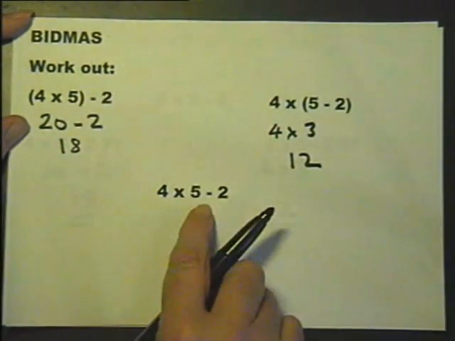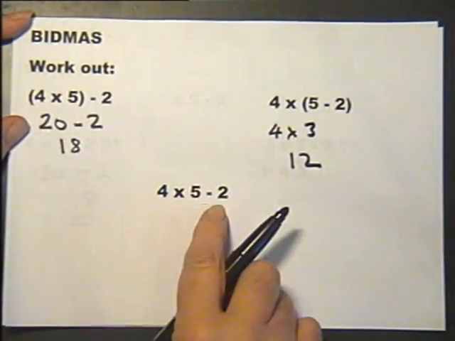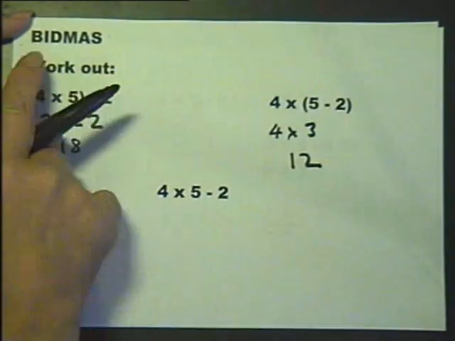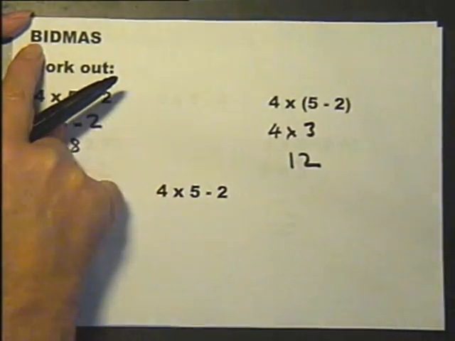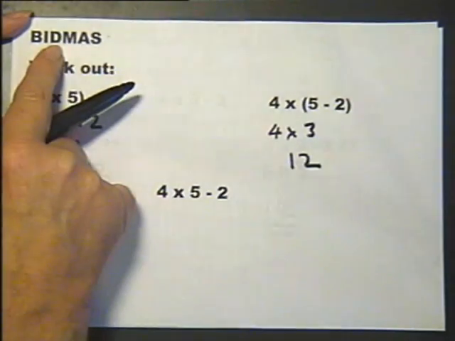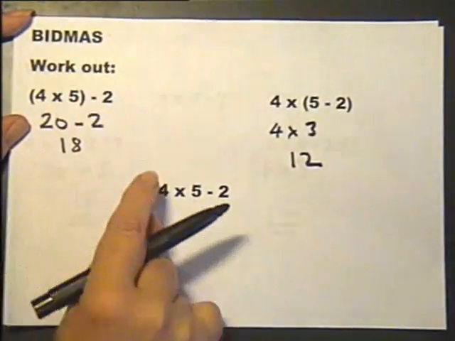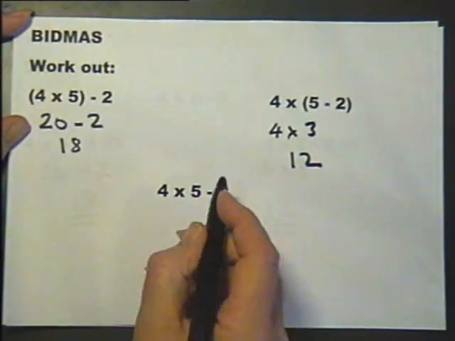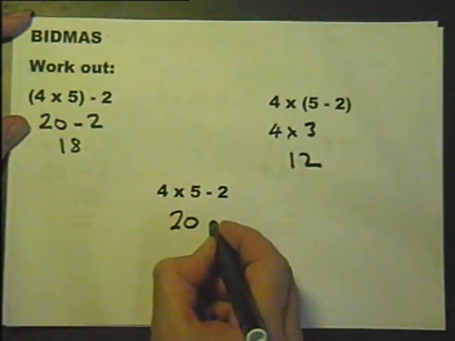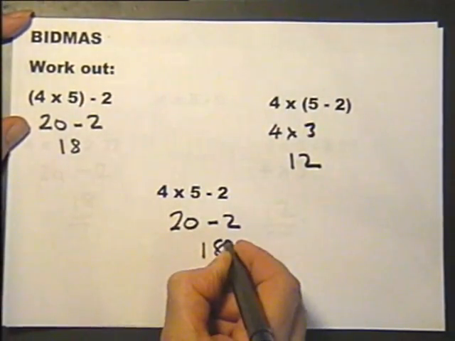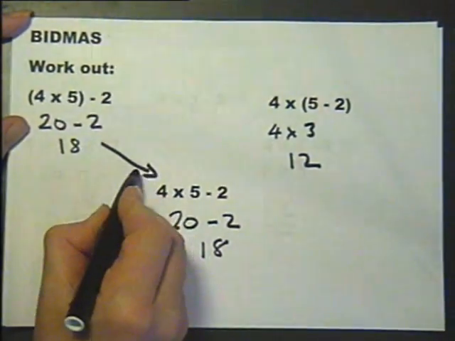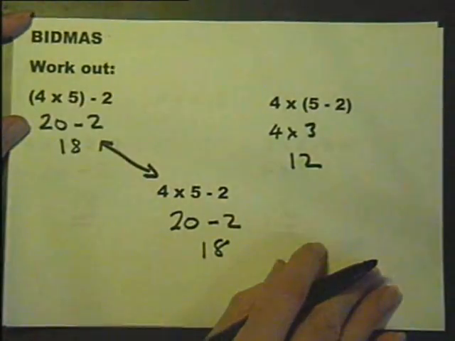But what about if there's no brackets? I want to check everybody does it the same way. So then we look at the other part. It says brackets, indices, division or multiplication, followed by addition or subtraction. So you're actually being told the order, in fact without the brackets, is to do that bit first. So in other words, that is the correct way for that particular one.